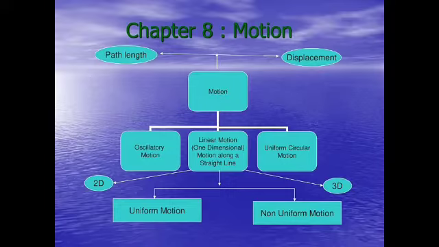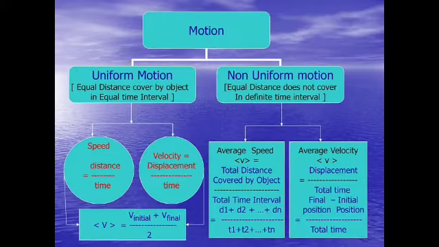Now there are two other types of motion. We can take uniform motion and non-uniform motion. Uniform motion is when equal distance is covered by the object in equal time intervals. In non-uniform motion, equal distance is not covered in equal time intervals. In uniform motion, we take speed, which is distance upon time. Velocity is displacement upon time.